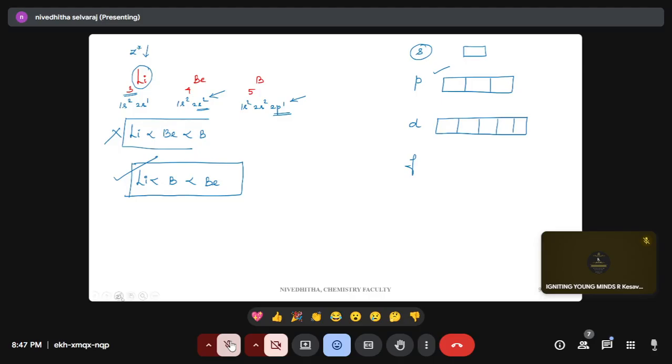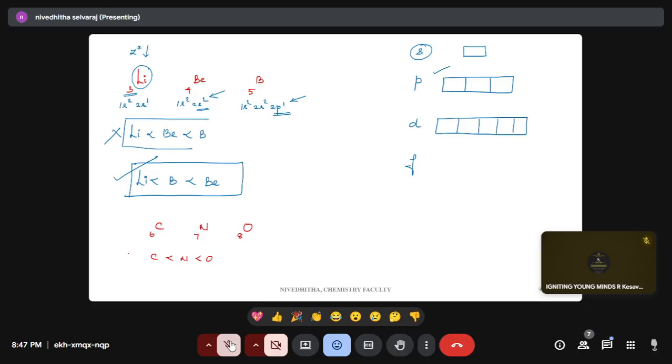Now we need to compare carbon, nitrogen, oxygen. Atomic number is 6, 7, and 8. The expected order is, as we move from left to right in a periodic table, ionization energy increases. So carbon, nitrogen, and oxygen.